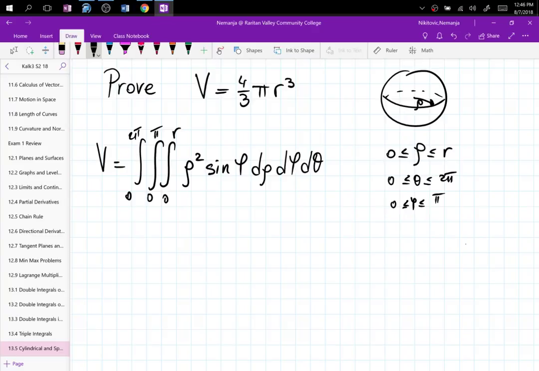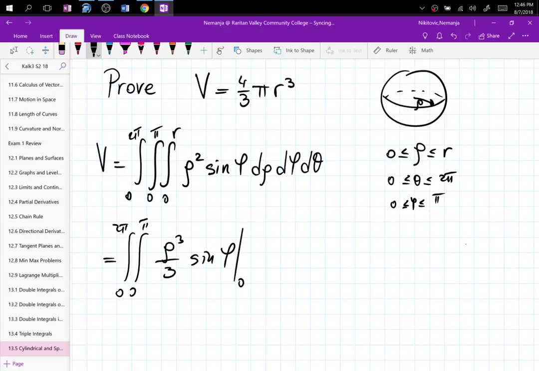All right, so what are we integrating first? We're integrating rho. If we are integrating rho first, we're integrating this thingy. Sine phi is a constant. You copy it. So copy the first two integrals. It's rho cubed over 3. Sine phi is a constant. You copy. And then you have your limits 0 to r, d phi, d theta, with limits 0, 0, 2 pi, and pi. This becomes r cubed over 3 sine phi, d phi, d theta.